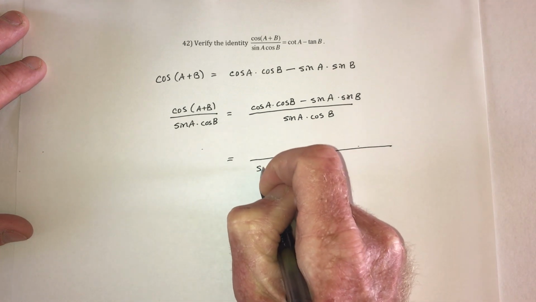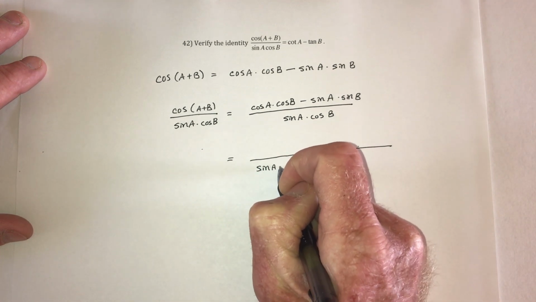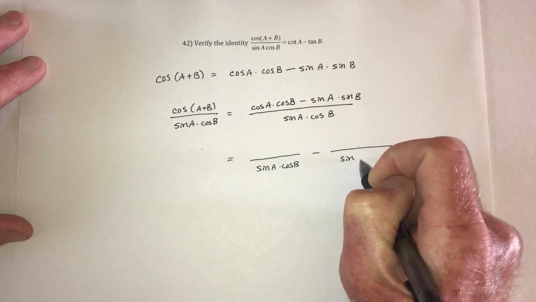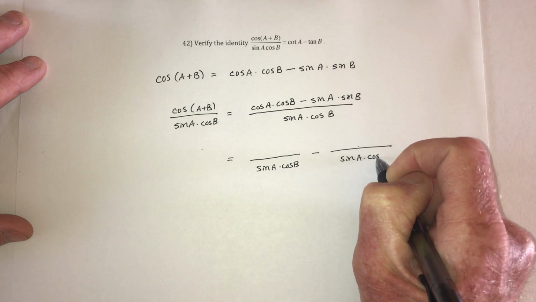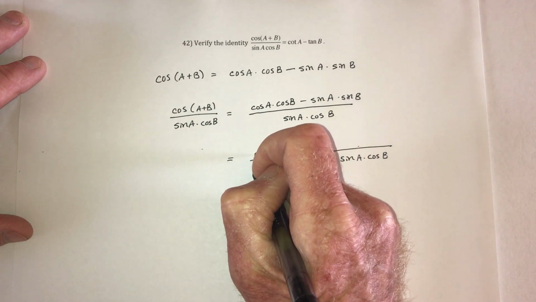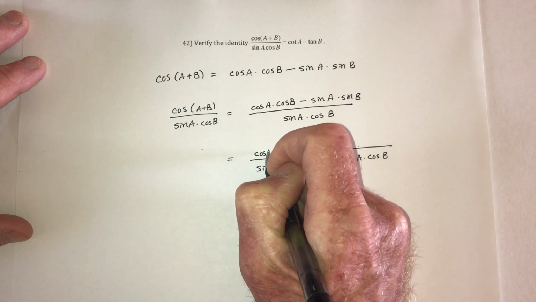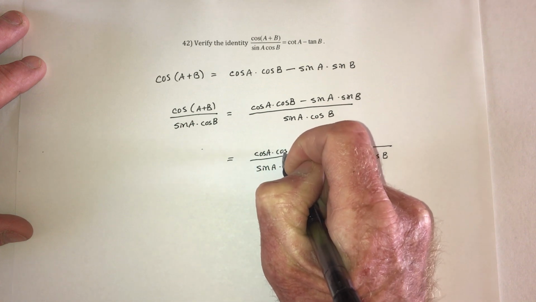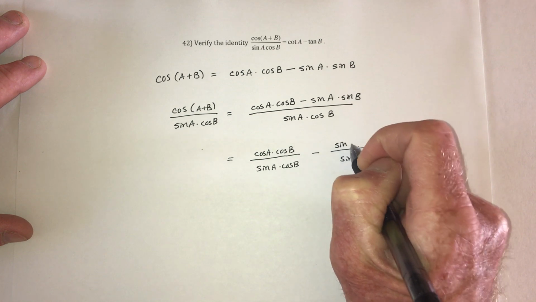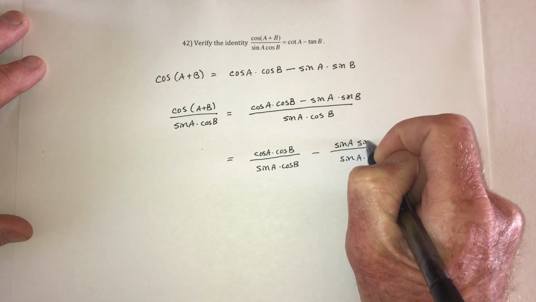They have to have the common denominator, sine of A, cosine of B, sine of A, cosine of B, and then this one is the numerator for the first one, cosine of A, cosine of B, and then this one is sine of A, sine of B.